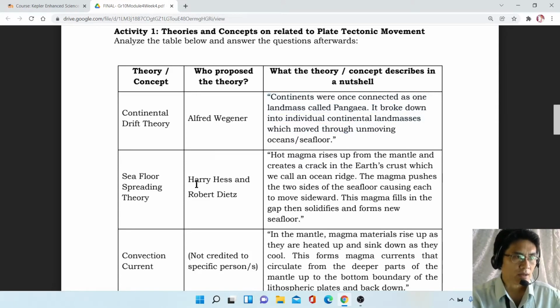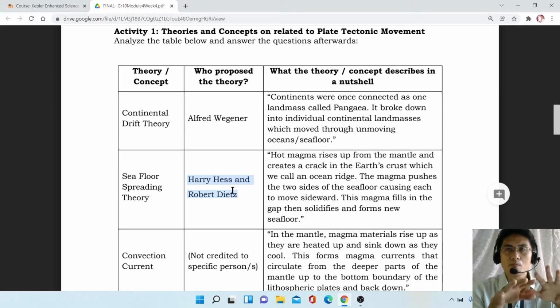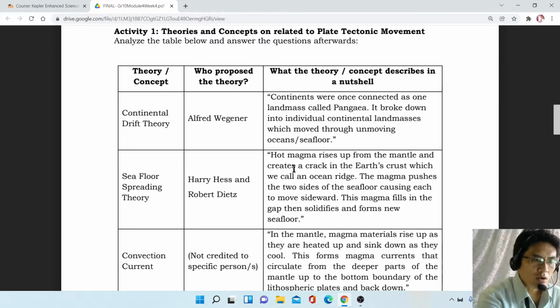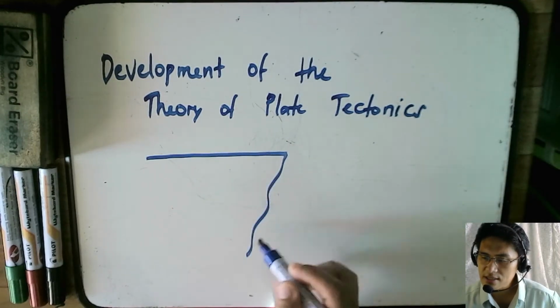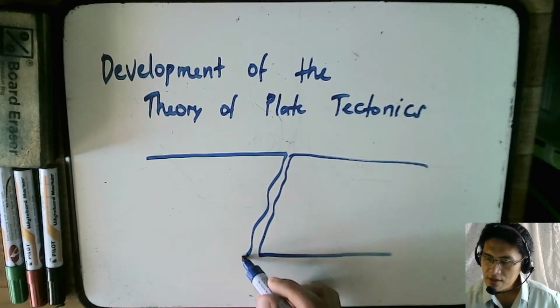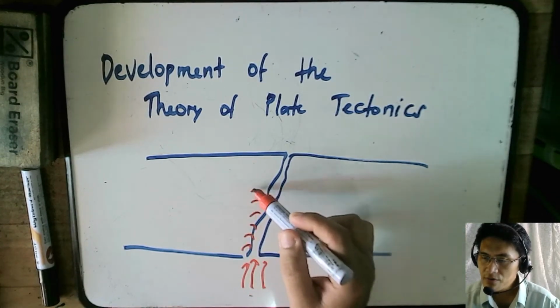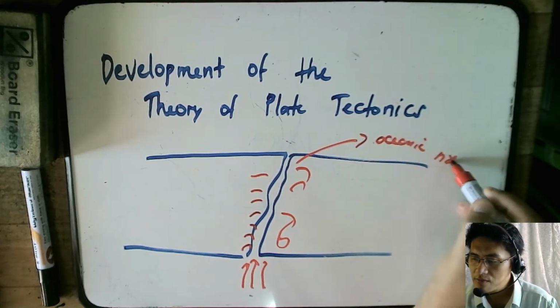Then after that, Harry Hess and Robert Dietz came into the story, and you have to remember this is after World War II, and in World War II, nations started to develop submarines, and submarines were able to map the ocean floor, and so they saw what Wegener wasn't able to see, and what they saw was that in the middle of the ocean, sometimes you see these cracks, right? And then these cracks would spew out magma materials from underneath the earth, right? And obviously you see deposits on the sides, and now we call this an oceanic ridge, right?